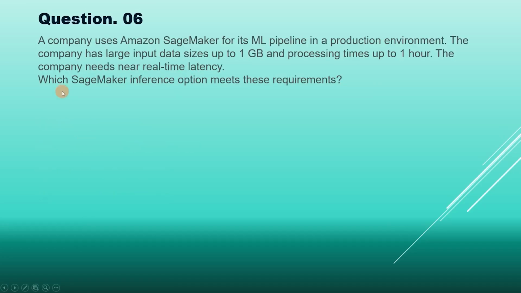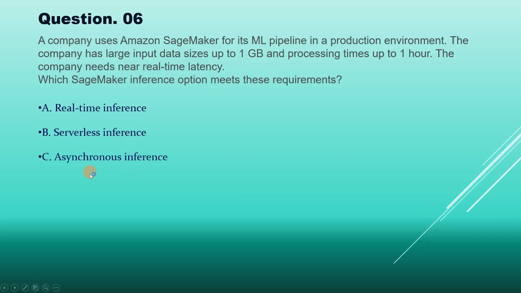Now question number 6. A company uses Amazon SageMaker for its ML pipeline in a production environment. The company has large input data sizes up to 1 GB and processing times up to 1 hour. The company needs near real-time latency. Which SageMaker inference option meets these requirements? So here are the options: real-time inference, serverless inference, asynchronous inference, batch transform. So take your time to guess the correct answer, and just take a hint: near real time is the keyword here. So you can think according to it.